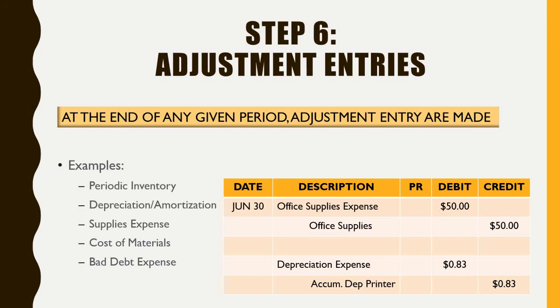So again, other examples would be depreciation, right? Depreciation, how much did you use your machine for? You need to adjust that. Other things would be cost of materials, bad debt expense, okay? We will look at all 5 of these throughout this entire class period.